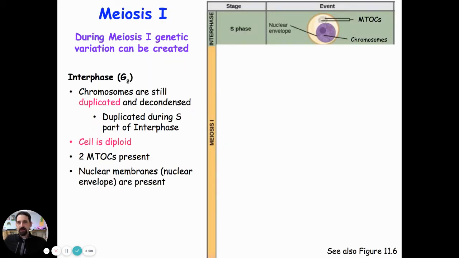Okay, so in meiosis 1, there can be a certain amount of genetic variation, which is what we want. Now remember, we're still starting off in interphase, during G2. We've already duplicated our sister chromatids and created those during the S phase. The cell is diploid because we have both homologous chromosomes for each pair, and so we're now ready to begin.